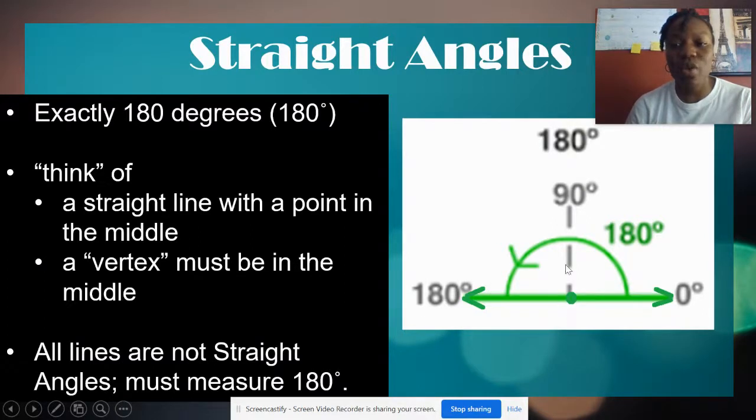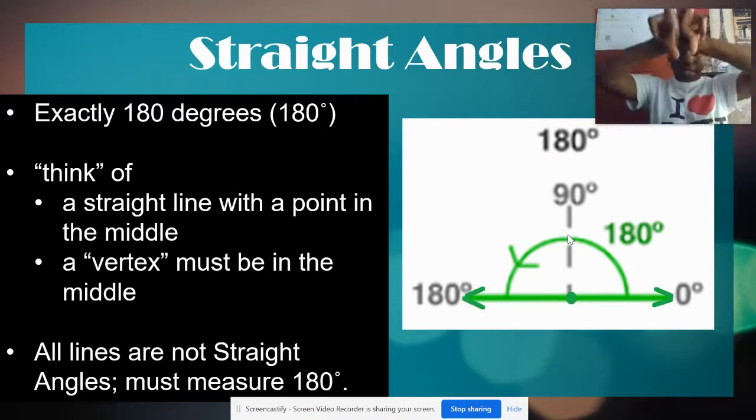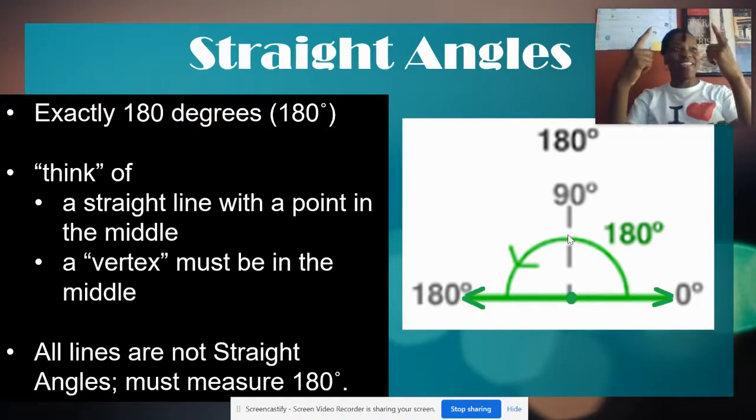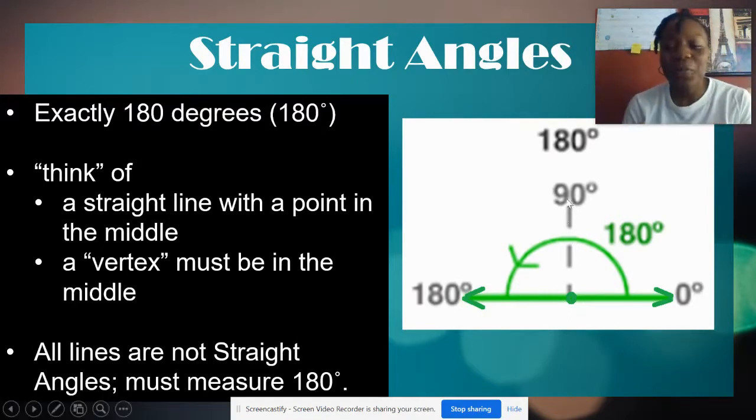Notice that it takes two right angles together, back to back, like this. If I could do it with my hands, I can't, but it would create a straight angle, 180 degrees. A vertex must be in the middle for it to be considered a straight angle. Without this vertex, it's just a straight line. But with the vertex, it creates a straight angle. And again, not all lines are straight angles, but all straight angles must measure exactly 180 degrees.